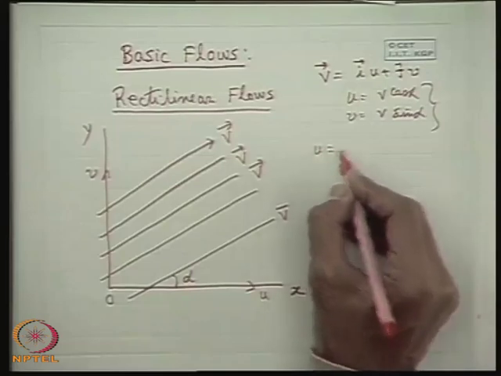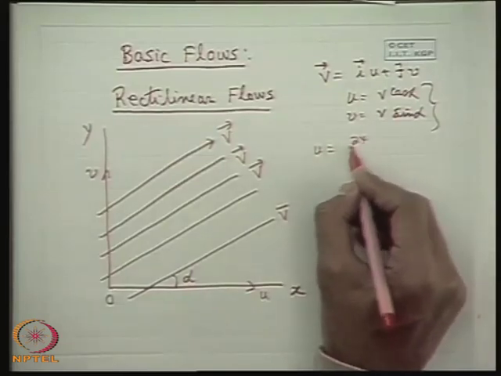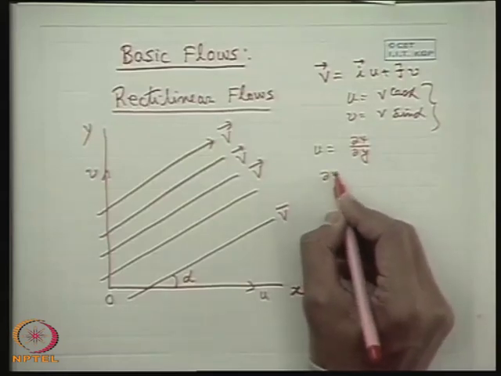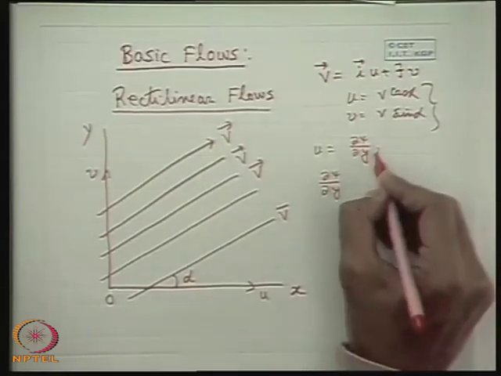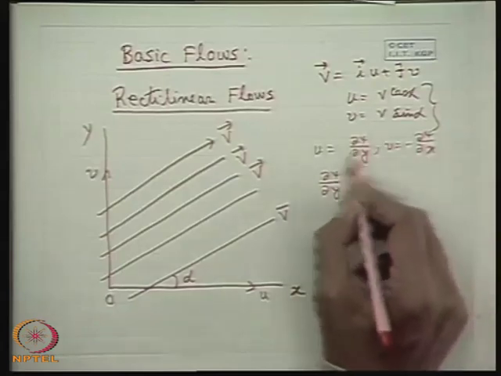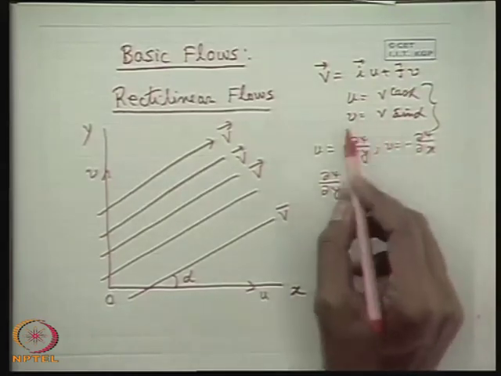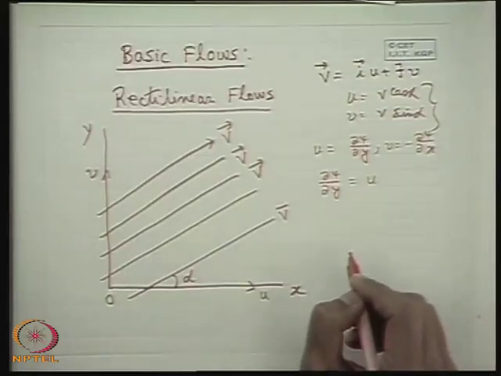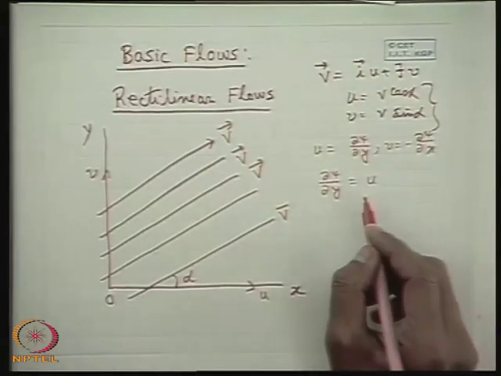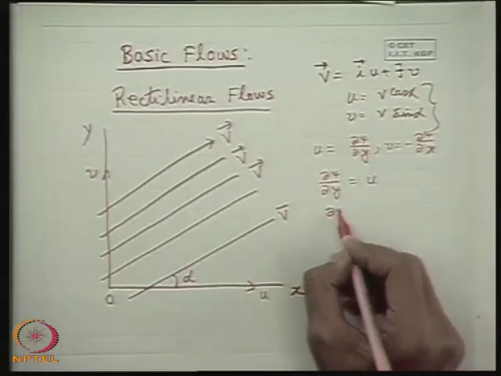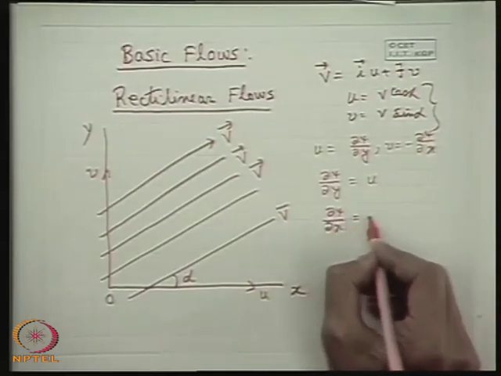Very simple. u is equal to del psi del y, and v is equal to minus del psi del x. So del psi del y is u. What is u? V cos alpha, or I can write simply u, which is constant. In case of rectilinear flow, the velocity is constant along a straight line. Similarly, del psi del x is minus v.